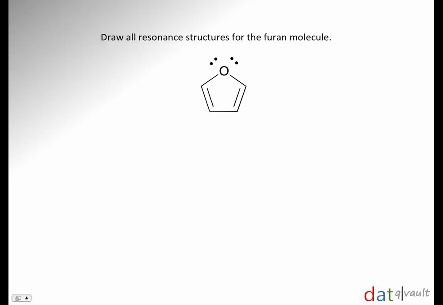Alright, let's draw all the possible resonance structures for this furan molecule. Remember that resonance structures are denoted by a double-sided arrow. We can take a lone pair of electrons from this oxygen and put them into this carbon-oxygen bond.